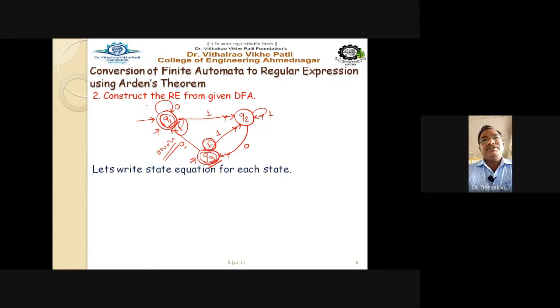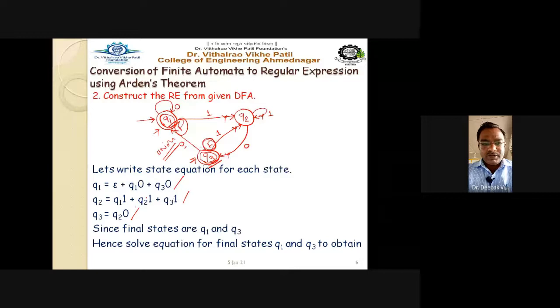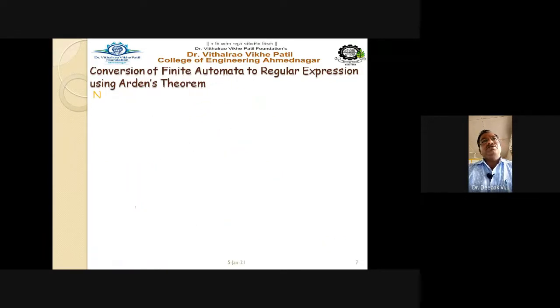Let us write the state equation for each state: Q1, Q2, Q3. For Q1: Q1 equals epsilon plus Q1 dot 0 plus Q3 dot 0. For Q2: Q2 equals Q1 dot 1 plus Q2 dot 1 plus Q3 dot 1. And Q3 equals Q2 dot 0, right? Since the final states are Q1 and Q3, solve the equations for both final states to obtain the regular expression. So try to solve it.